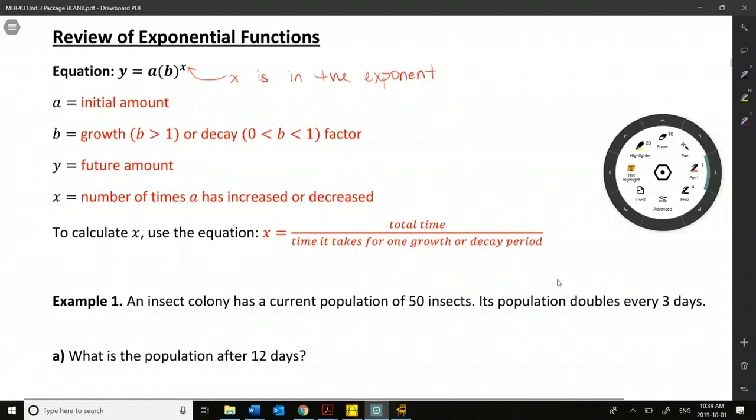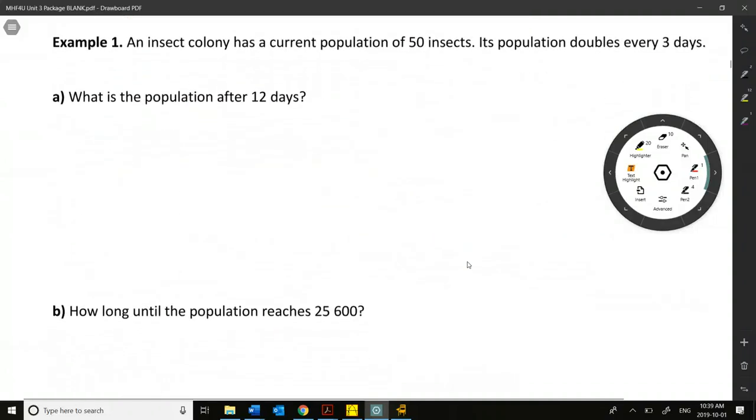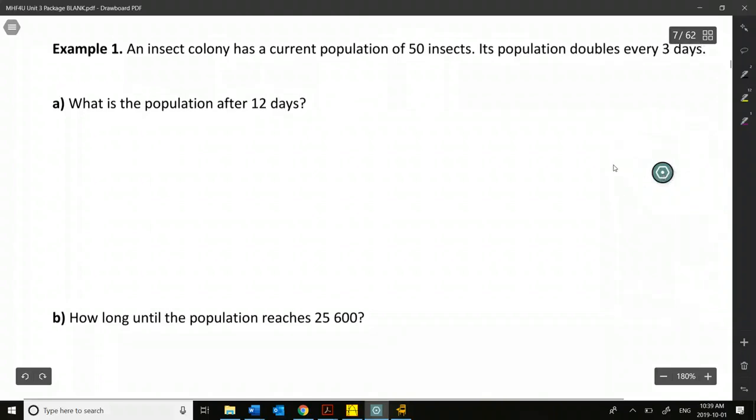Okay, y is our future value, a is our initial value, and then x can be calculated by doing the total time over the growth or decay period. So essentially I'm looking for how many times a growth has happened or a decay has happened within the given time period. All right, so we'll do a review of a couple things and then we'll get into a little bit of new grade 12 material.